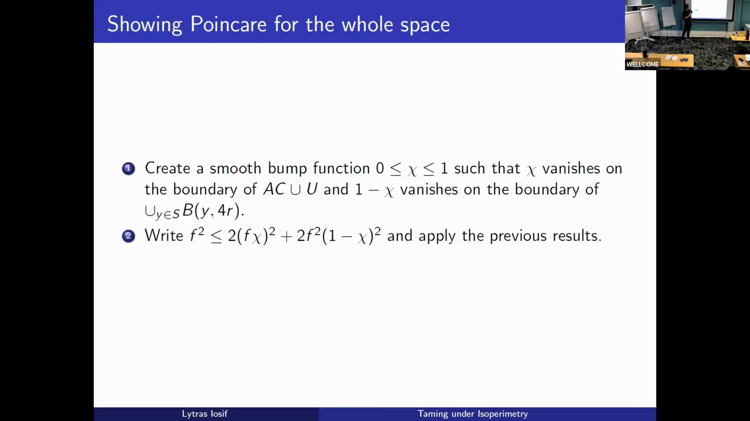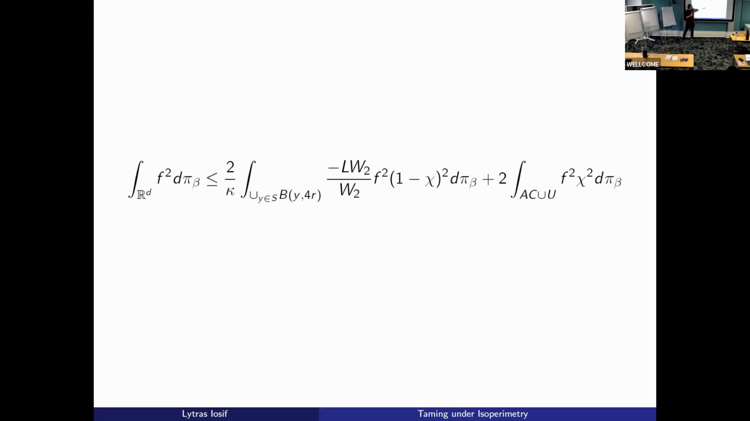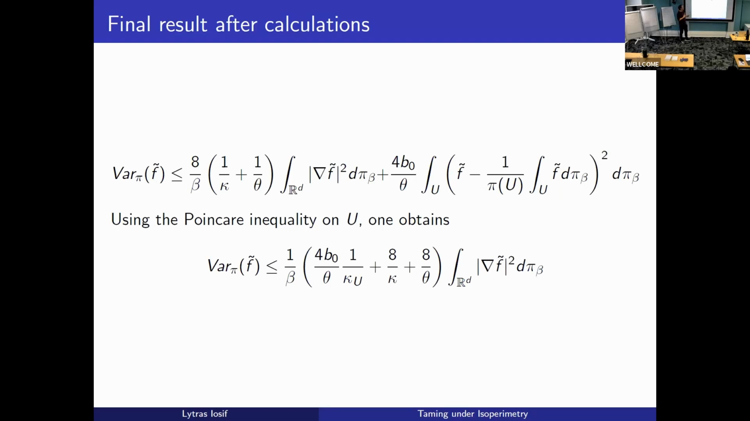So if we write F squared this way, and then prove a Poincaré inequality, we get this term. For the first term here, we are able to apply the first result because this vanishes on the boundary. And the other result, for the other Lyapunov function, because again, this vanishes on the other boundary. So putting everything together, one gets this variance bounded by the gradient, which we want to prove, plus something here, which is the variance for the restricted measure on U.